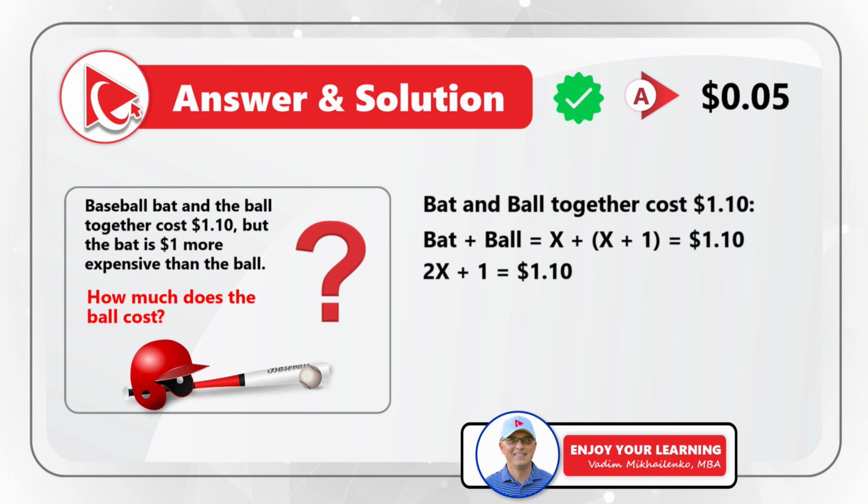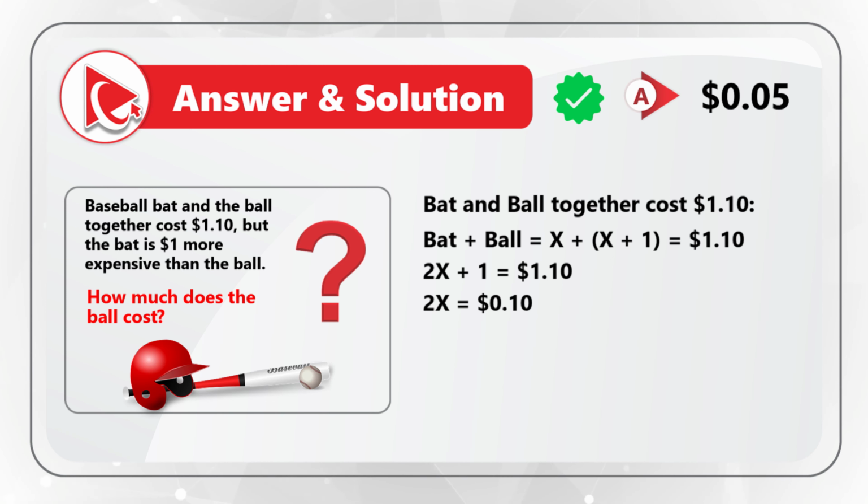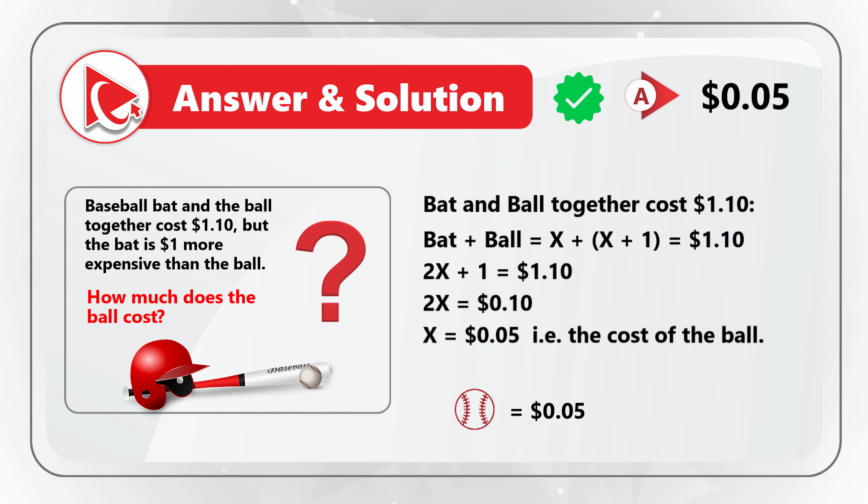If we simplify, we would find out that 2X equals 10 cents, which basically means 2 balls equal 10 cents, which means that the cost of 1 ball, which means that X equals 5 cents. That tells us that the cost of the ball is 5 cents and the cost of the bat is $1.05.